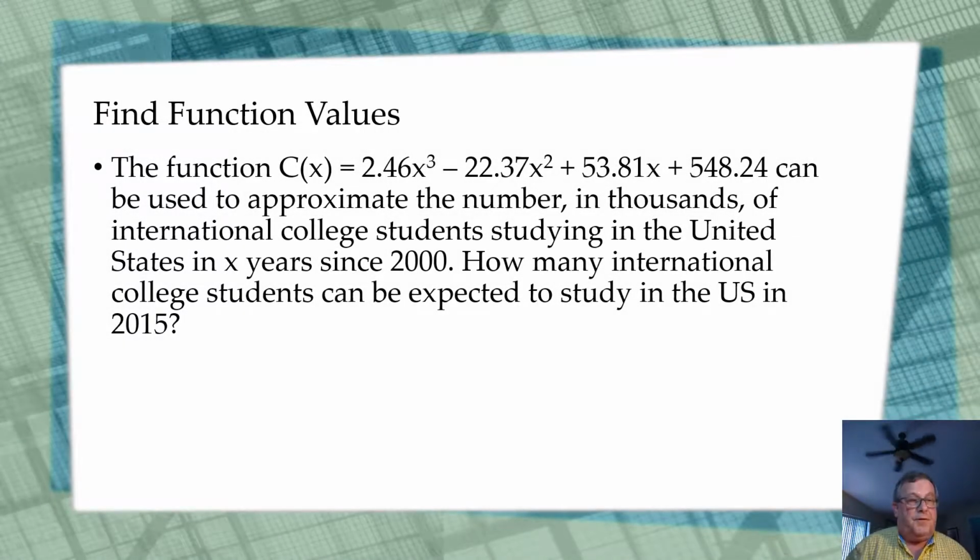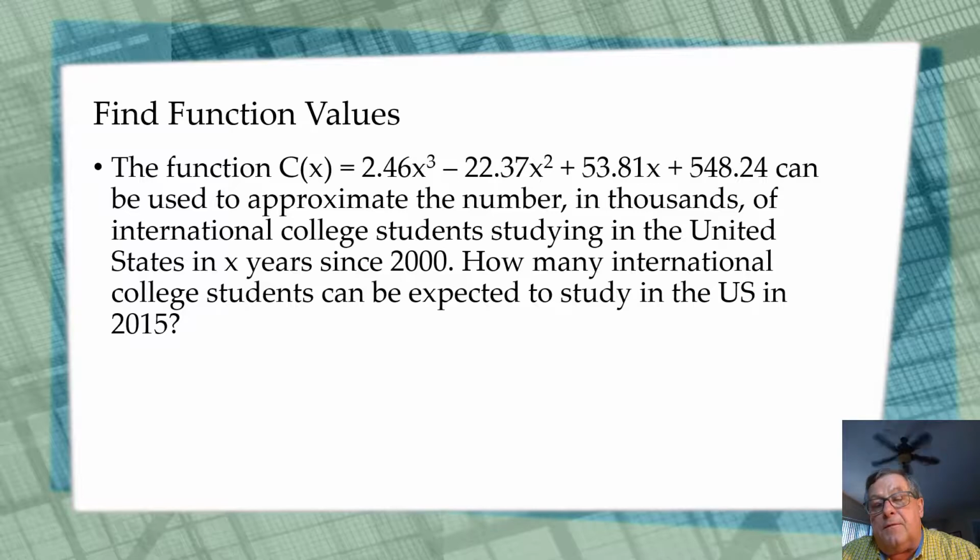So we learned that we can use synthetic substitution in conjunction with the remainder theorem to find the value of a function. And let's put this into a somewhat real life situation. The function c of x is equal to 2.46x cubed minus 22.37x squared plus 53.81x plus 548.24. That function can be used to approximate the number in thousands of international college students studying in the United States in x years since 2000. How many international college students can be expected to study in the U.S. in 2015?